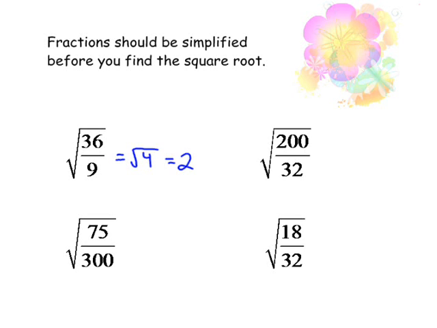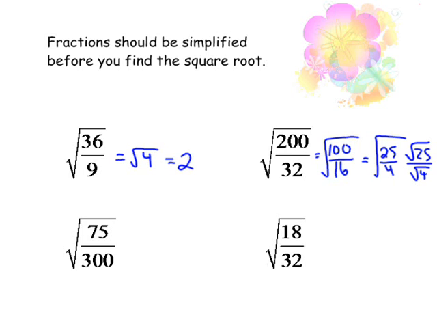200 over 32. Well, both of those are divisible by 2, so I would start by simplifying there. 200 divided by 2 is 100. 32 divided by 2 is 16. Those are both divisible by 4, so I can simplify a little more. I get 25 over 4. And then you take the square root of the numerator over the square root of the denominator. The square root of 25 is 5, and the square root of 4 is 2, so that's 5 halves.